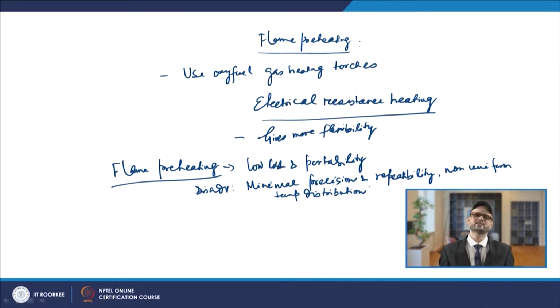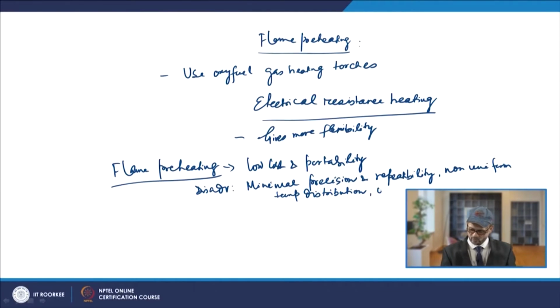Also, in that case, as we discussed, it will very much depend upon the skill of the operator, because only he will be better able to control the type of flame which is required, suppose carburizing, oxidizing or neutral. He has to be more knowledgeable and more experienced to be able to get that particular type of flame. So, you require operator skill. This is another disadvantage, or these are the challenges in the case of flame preheating.